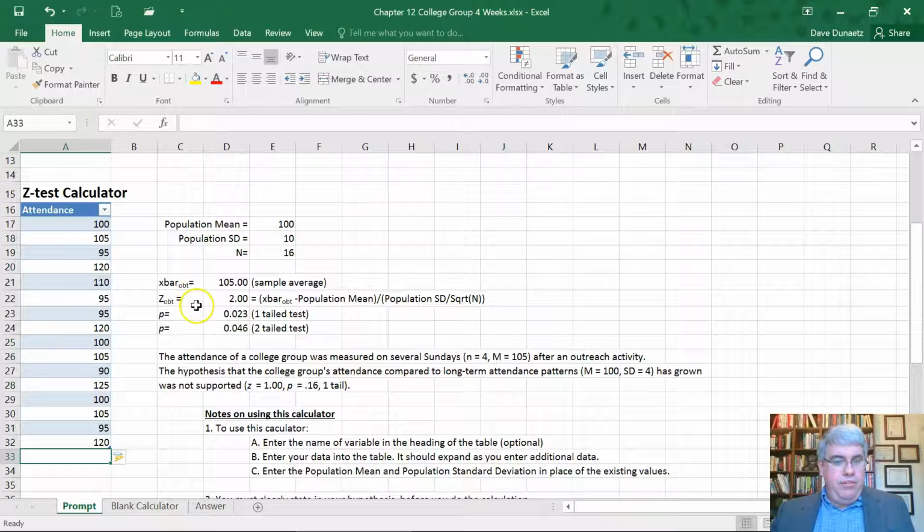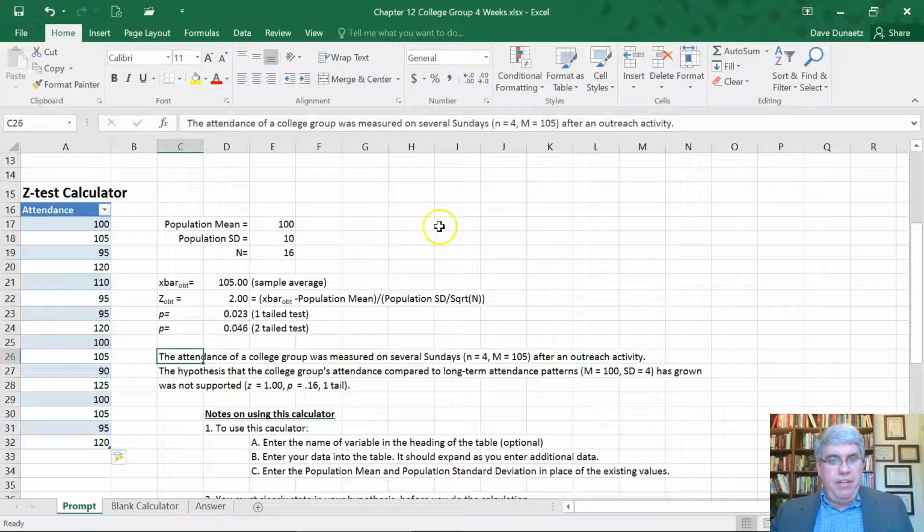Here we have the z obtained is 2. So it went up from 1 to 2 with these 16 weeks of data. And we have a p of 0.023 for the average. So let's change our conclusion.